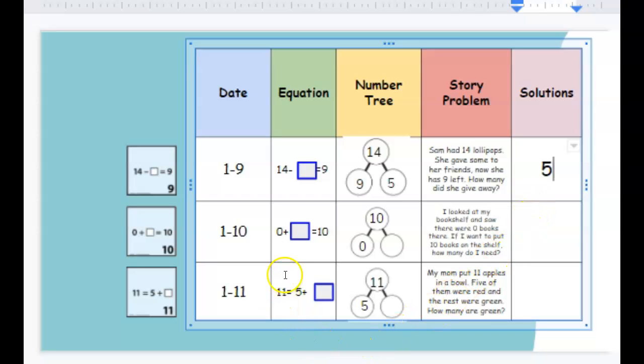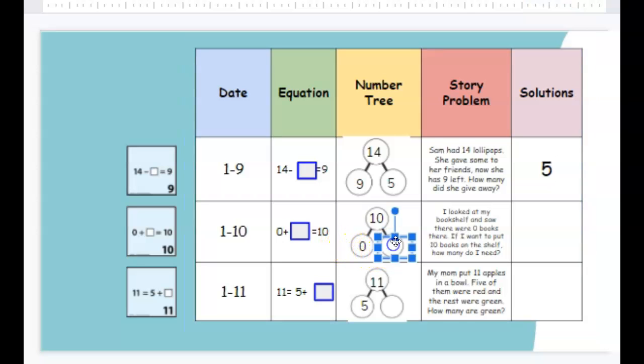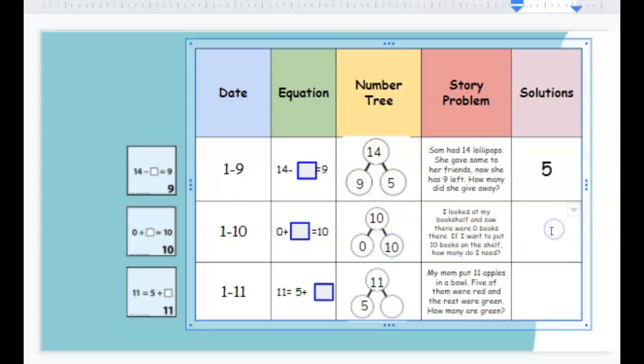Let's take a look at this next one. On January 10th, we said 0 plus something is the same as 10. Well, if I have nothing and I want to have 10, how many more would I need to get? Bet you can think about that in your head. Right? If I have nothing at all and I want to have 10, I will need to get how many? Right, I'll need to get all 10 because I don't have anything right now. So we'll put that in our solutions column too.